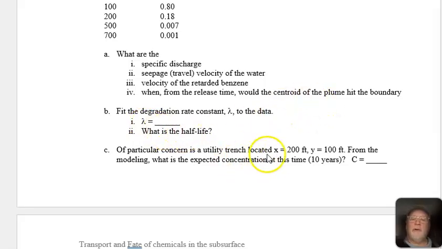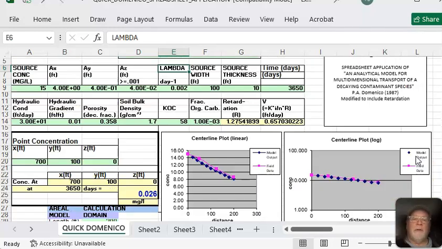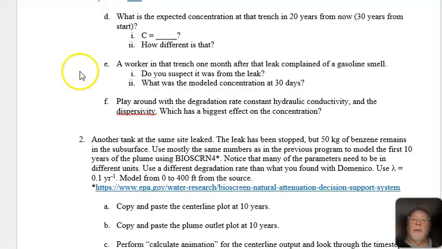Our particular concern is a utility trench located at x equals 200 feet out there and y equals 100 feet. What is the concentration there at 10 years? You can pick that off at y equals 100 and x equals 200 at a time of 10 years in there. Now change it from 10 years from the beginning, which is now, to 20 years from now, which means 30 years from the start. What is the concentration? And compare it to what you had before.